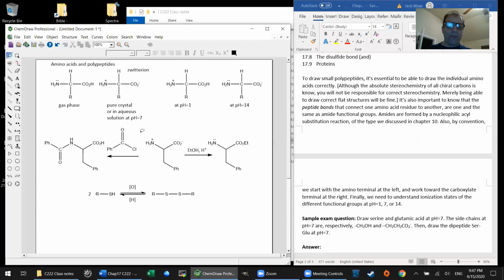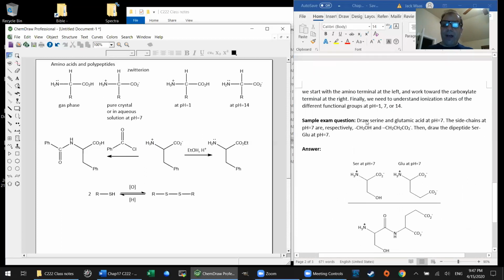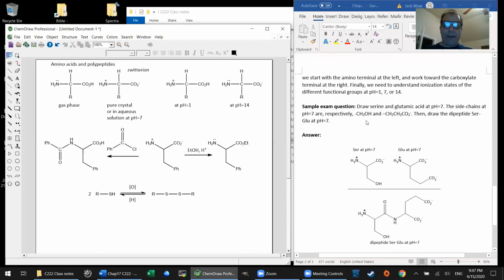Or you could convert the carboxylic acid to an acid chloride, let's say. Those are details from chapter 10, but the idea is that if you bring together an amine and a carboxylic acid, the product should be an amide with, in principle, loss of a water molecule. So a couple other things to be aware of.